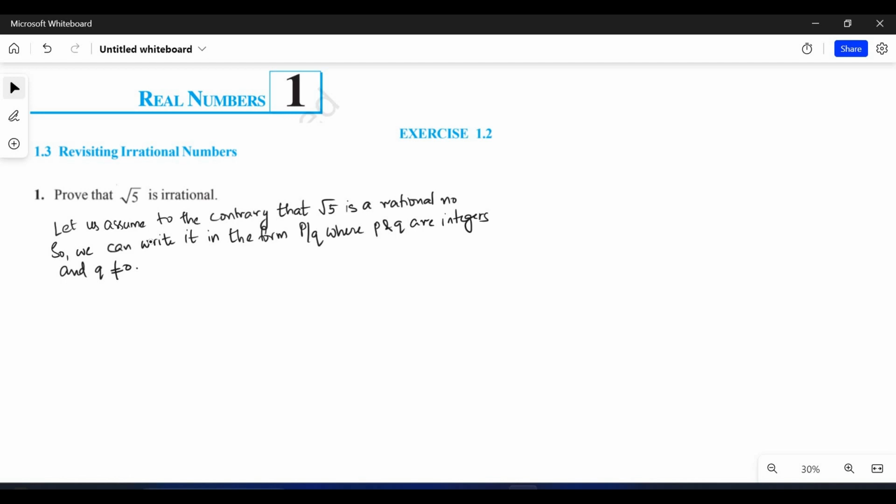So what is a rational number? A rational number is a number which can be represented in the form P by Q, where P and Q are integers and Q not equal to 0. So root 5 can be written in the form P by Q. Suppose P and Q have some common factors other than 1.